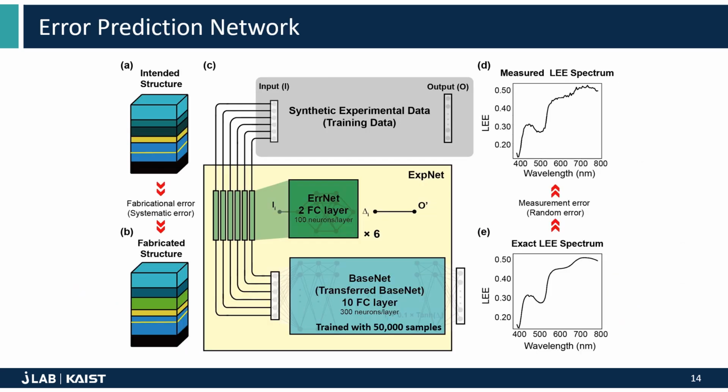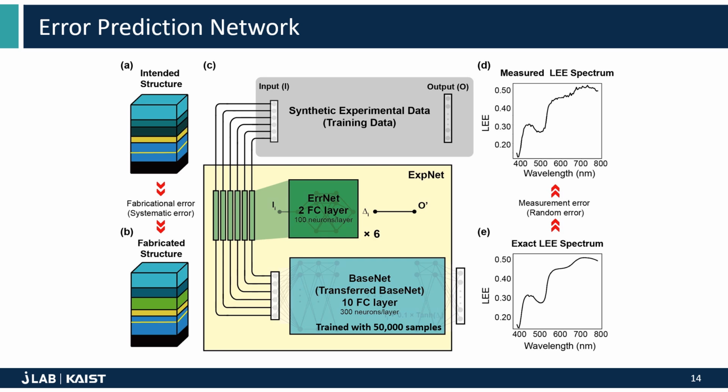So far, we've used transfer learning to improve the performance, speed, and stability. In this section, we use transfer learning for predicting systematic error. This schematic shows the architecture of our error prediction network. And as I said, we focus on systematic errors, which follow a predictable pattern.